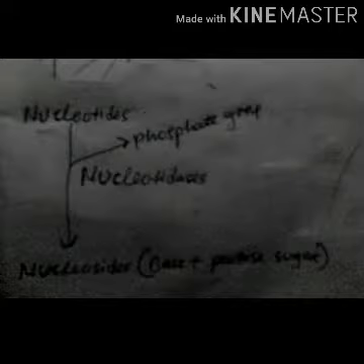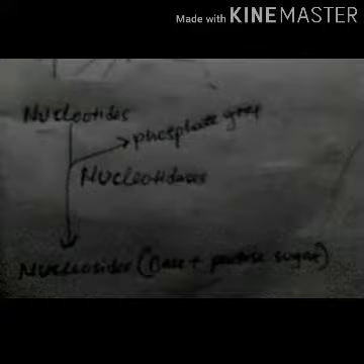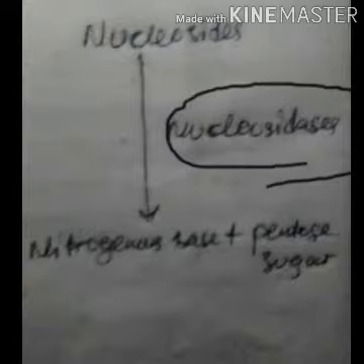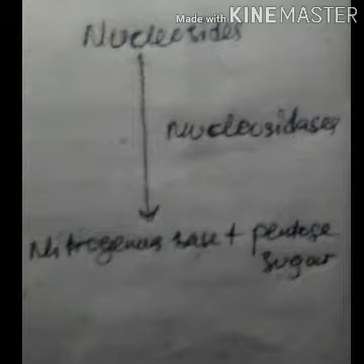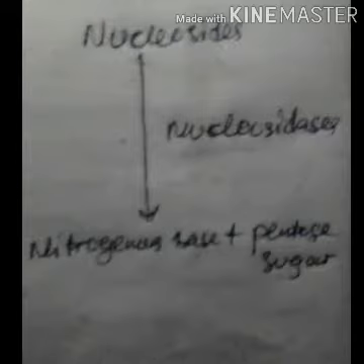And don't forget, the nucleoside is a combination of the base and the pentose sugar. Now, what happens to the nucleoside after we have gotten it from the nucleotide? The nucleosides will be acted upon by the enzyme nucleosidase. When this happens, the nucleoside will be hydrolyzed to a nitrogenous base and free pentose sugar. The nitrogenous base and the free pentose sugar are now free from their clustered components of nucleosides and nucleotides.